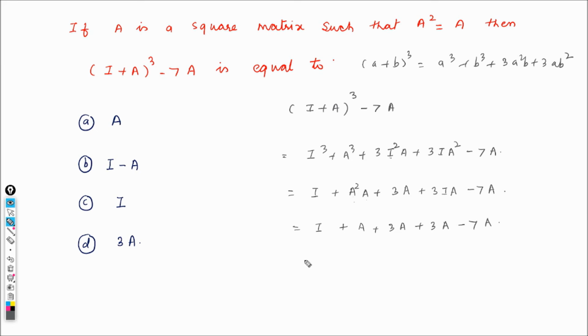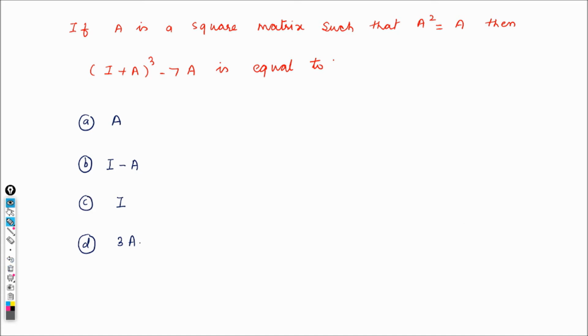So what will this be here? i plus a plus 3a, 4a plus 3a, 6a. Then this is 7a minus 7a. This will get cancelled. It is equal to 0. C will be our answer.